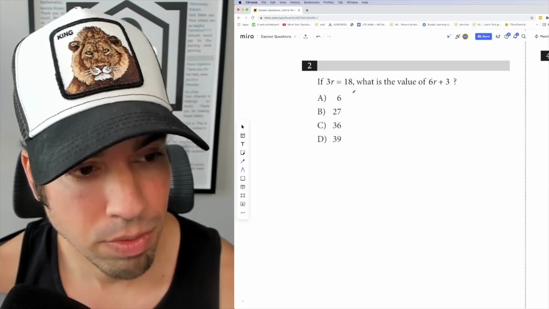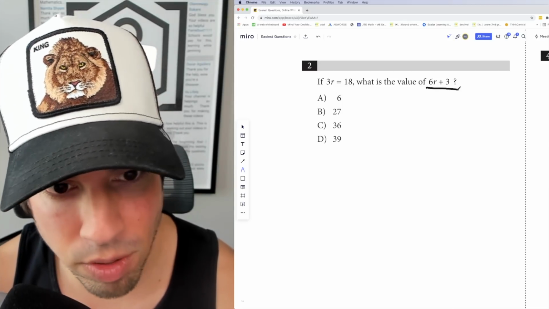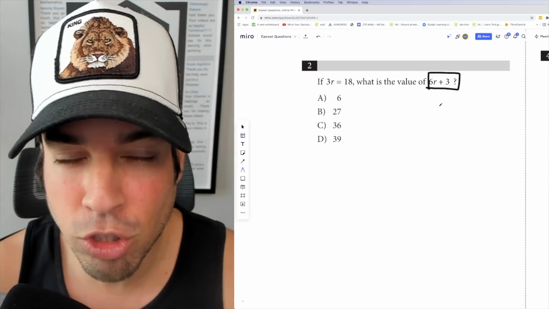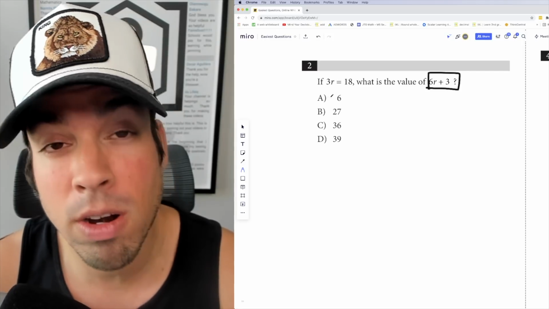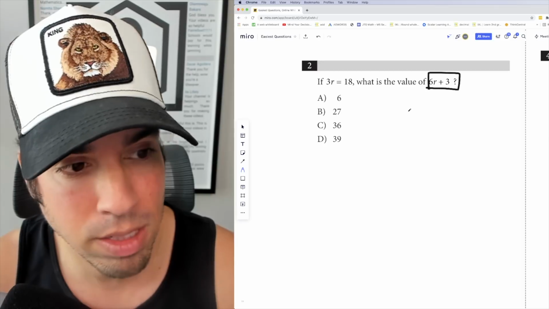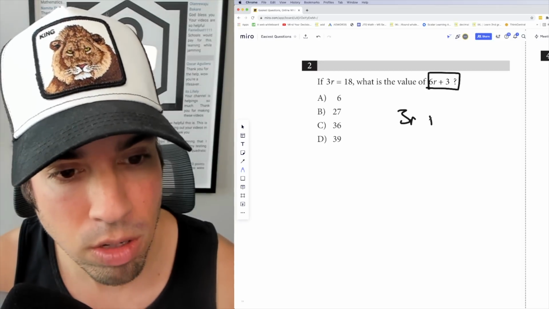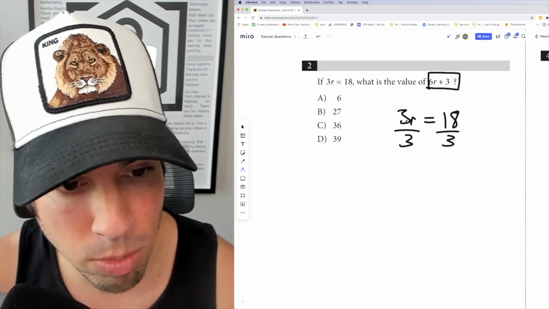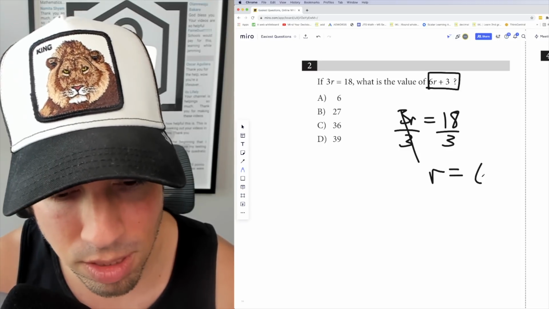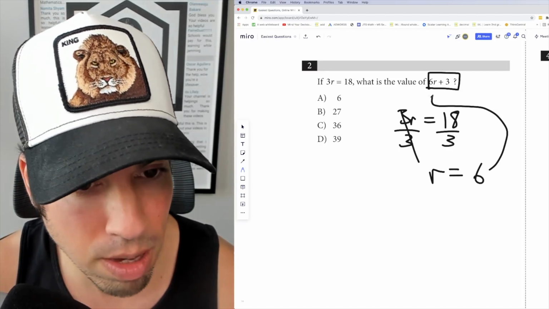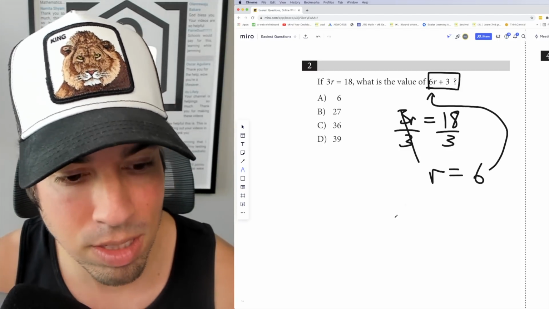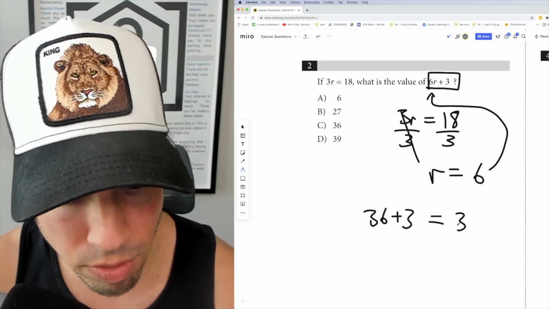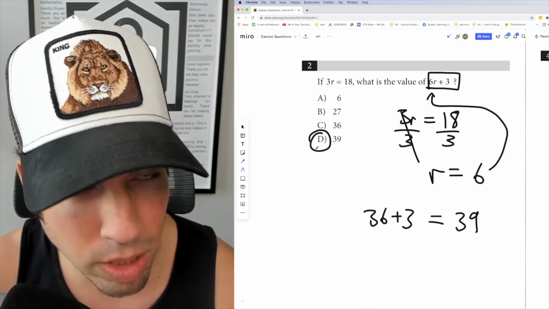Boom, done. If 3r equals 18, what is the value of 6r plus 3? So this is where you want to make sure to box what you're trying to find, because you could solve for r and accidentally put the wrong answer. So I'm boxing that. So I'm going to say 3r equals 18. I'm going to divide both sides by 3, straight up variable isolation, and r equals 6. Then I'm going to take that and plug it back in here. 6 times 6 is 36, plus 3 gives me a value of 39. D is the winner. Done.